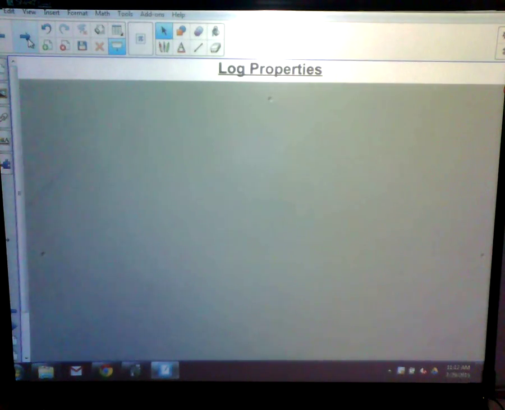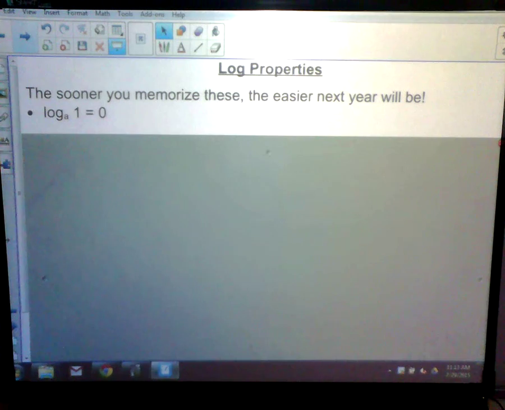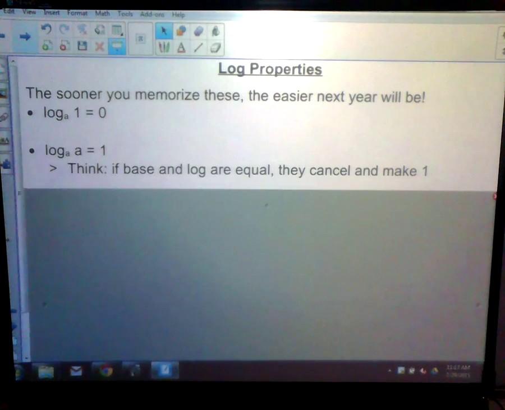Log properties. These are by far the most important part of this section, and it's what we're going to spend the next couple days in class doing. The sooner you memorize these, the better next year will be for you. Any log of 1 is 0. So log of 1 is 0. If the base and the log are equal, they cancel each other out and they just make 1.